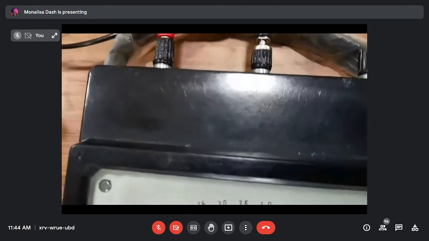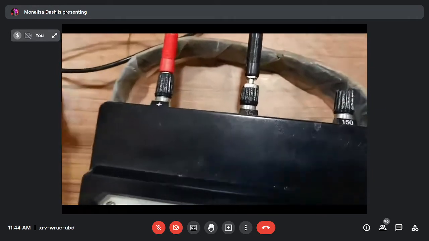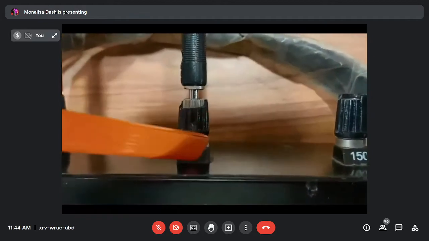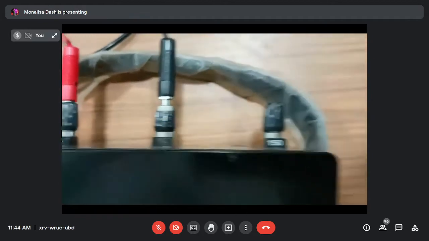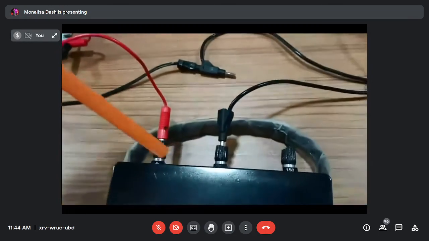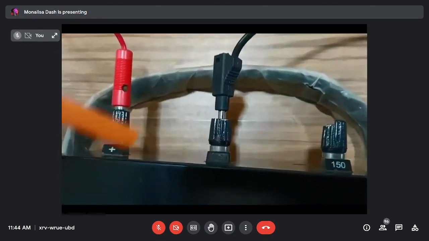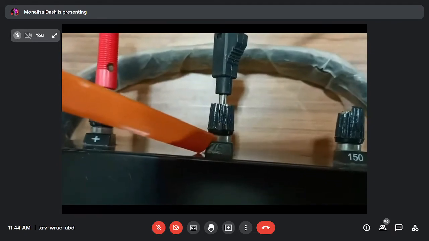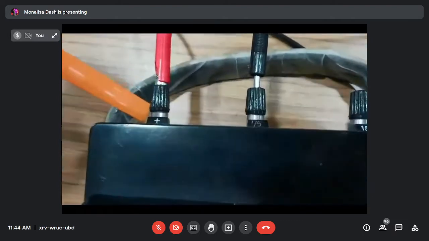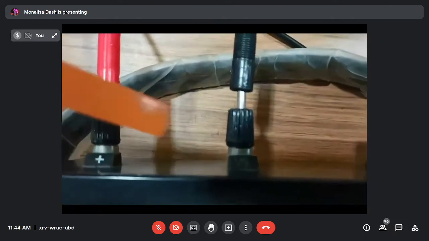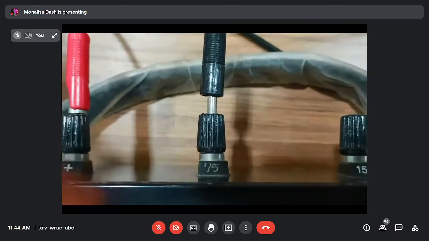This voltmeter connection is 0 to 75. Same, this voltmeter also has a 0 to 75 connection. And the third one is also a 0 to 75 connection.